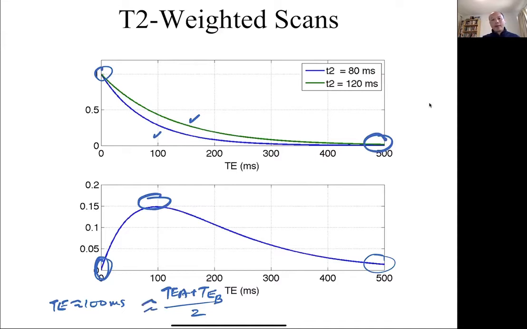Okay. And obviously, you could come up with a more exact expression if you wanted to by just taking the derivative of this function. But for a rule of thumb, taking the average of the T2s is typically not a bad place to start.